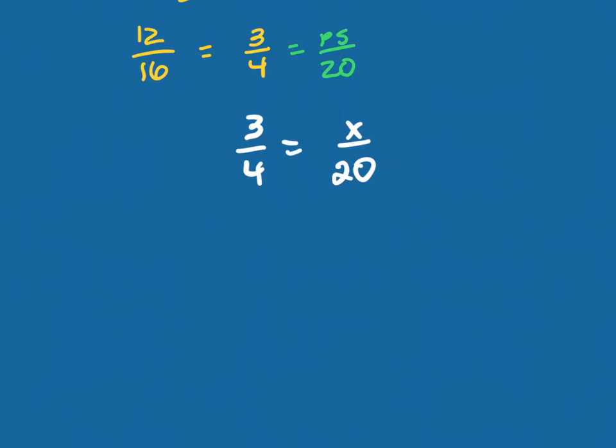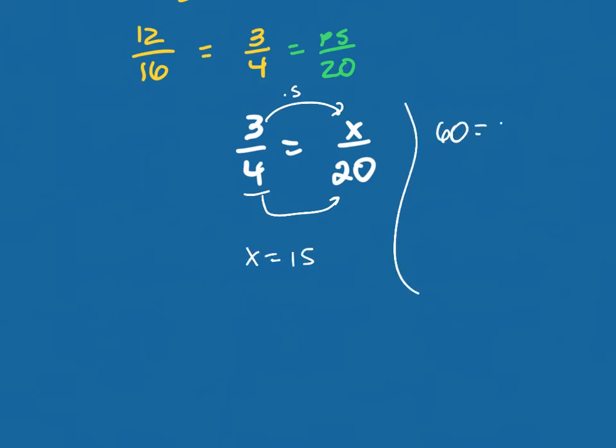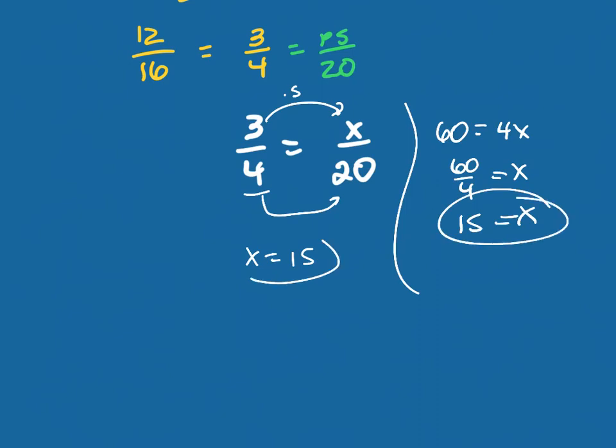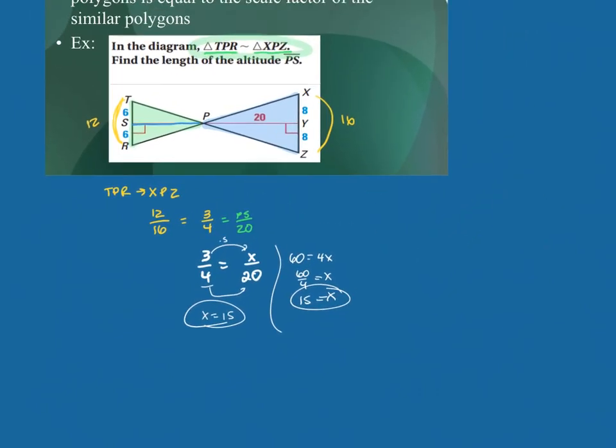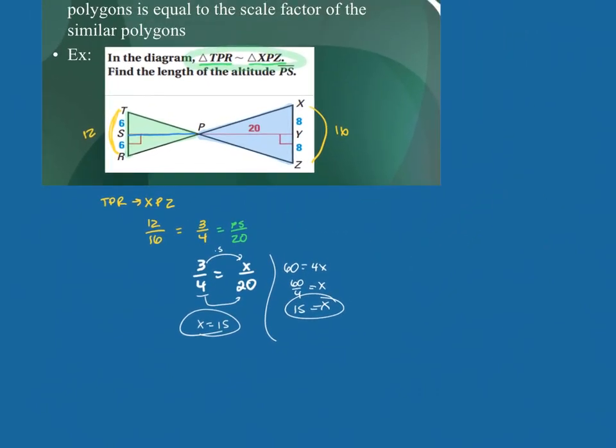But what do I multiply 4 by to get to 20? 5. So I could do the same thing here. 3 times 5 is 15, and I get x is 15. If you don't see it, cross multiply. 60 equals 4x, and x would equal 60 over 4, which is 15. So it doesn't matter which one, okay? Our answer would be 15.